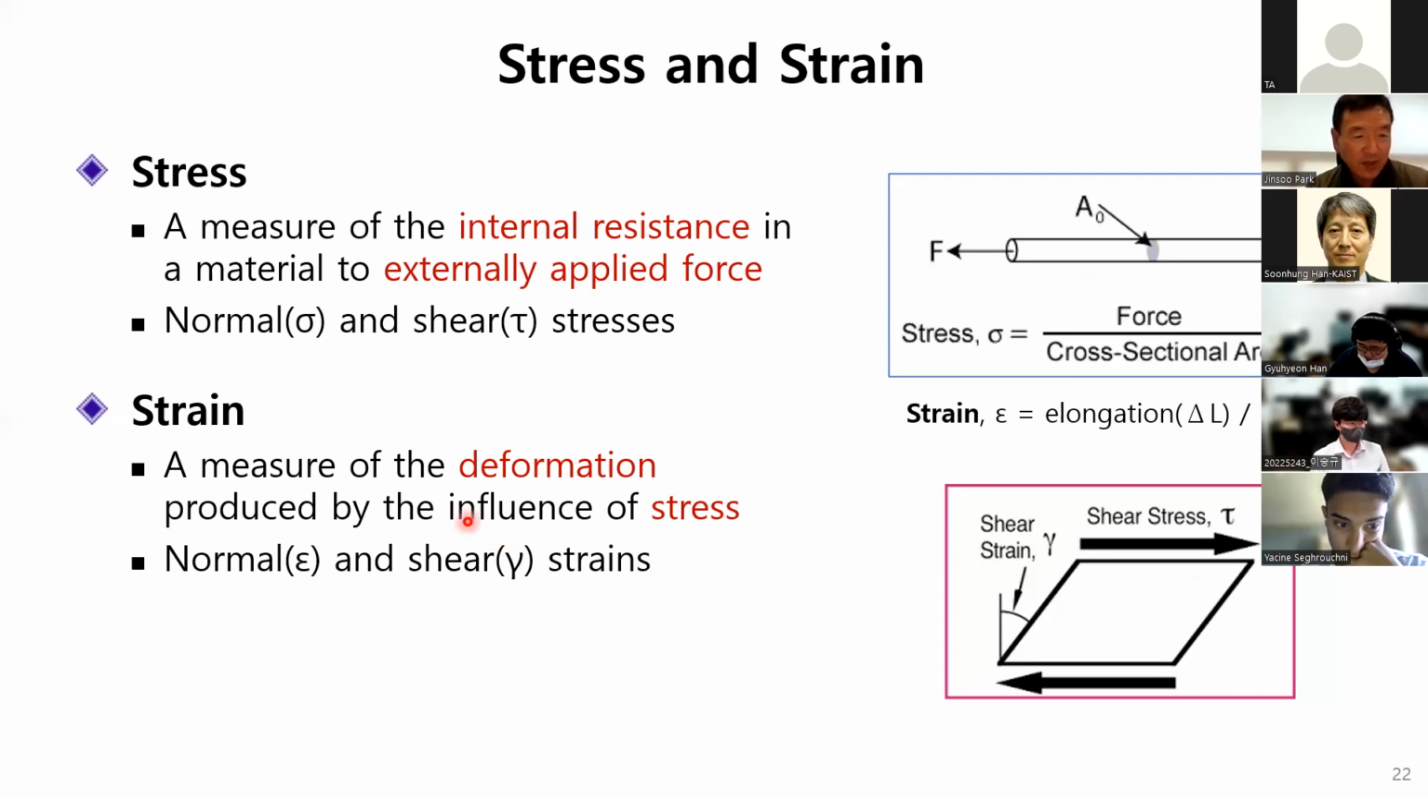Likewise, strain is a measure of deformation produced by the influence of stress. So basically, all of the complicated deformation is decomposed by these two types of strains, normal and shear strain.